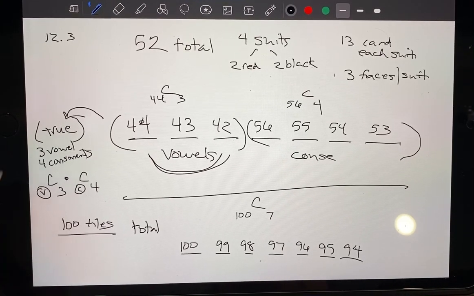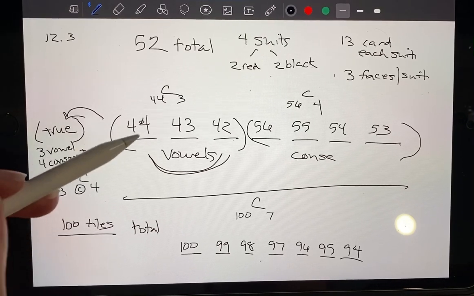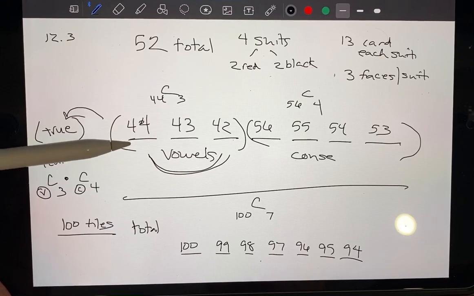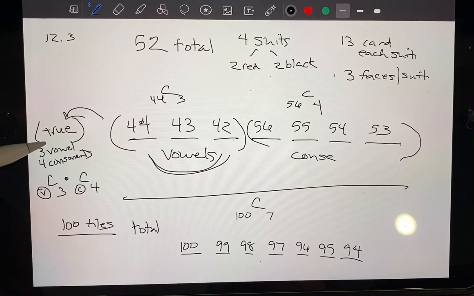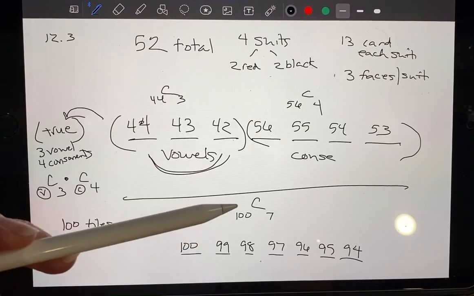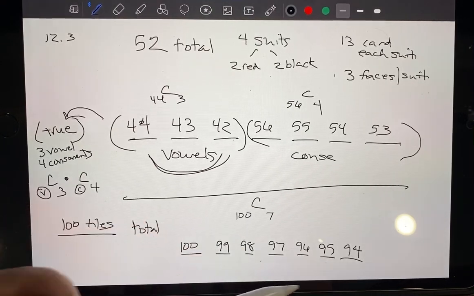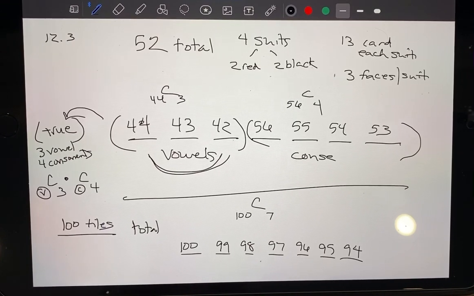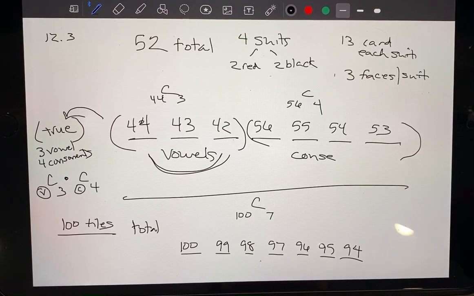So we have our probability set up. It looks a little bit more complicated, but on the top, we have the ways that we can make that statement true. And on the bottom, we have the total ways that we could get our entire set. So that's the wrap up for 12.3 as we introduce thinking about probability.